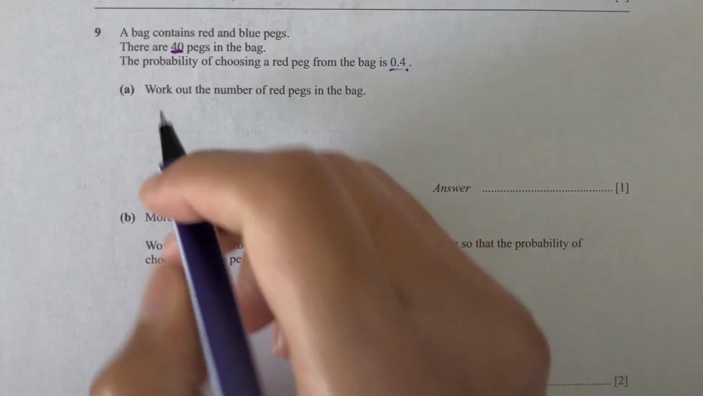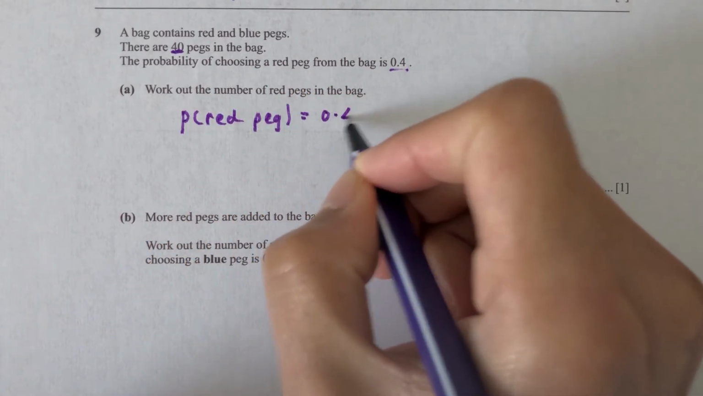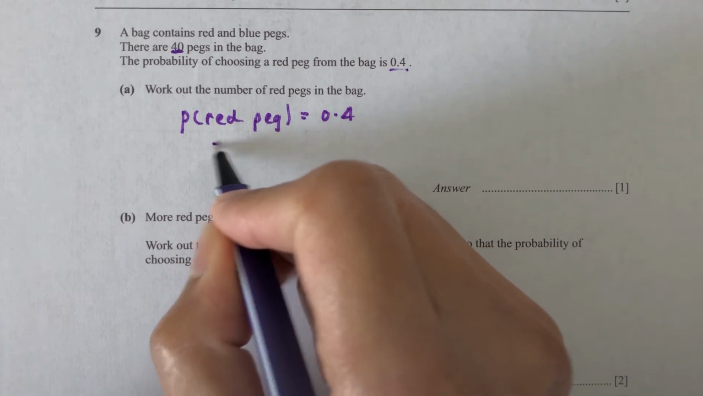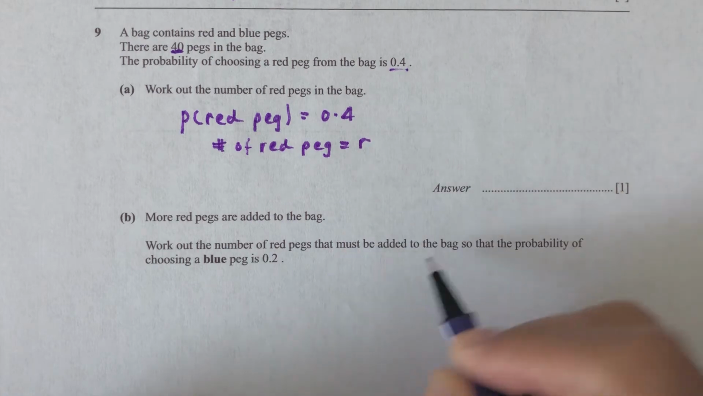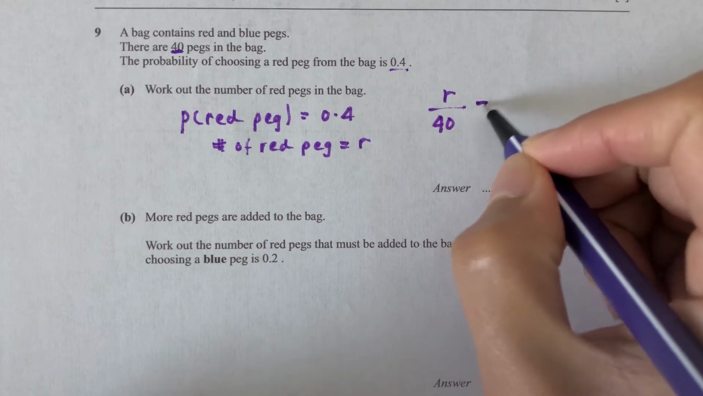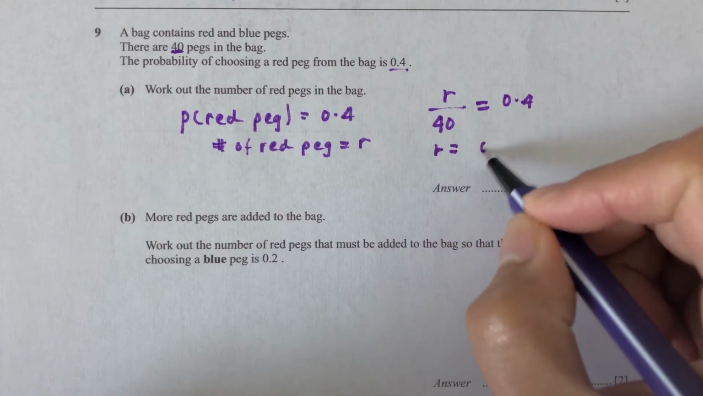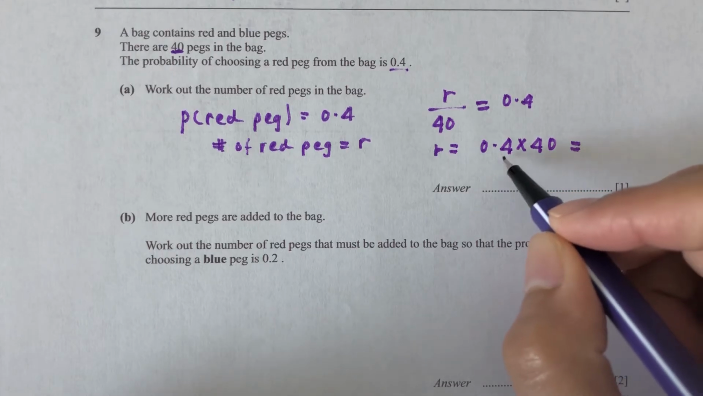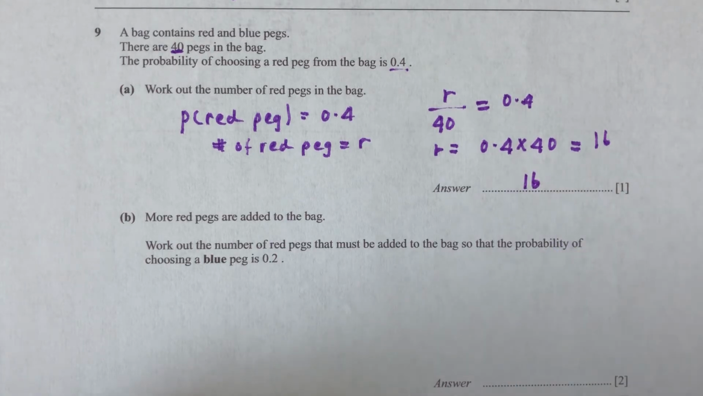So we know that the chance of choosing a red peg is 0.4. So how do you find this? Let's call the number of red pegs R. So we take R over the total number of pegs, which is 40, equal to 0.4. So R is 0.4 times 40. That will be 16. So the number of red pegs is 16 in the bag at the beginning.